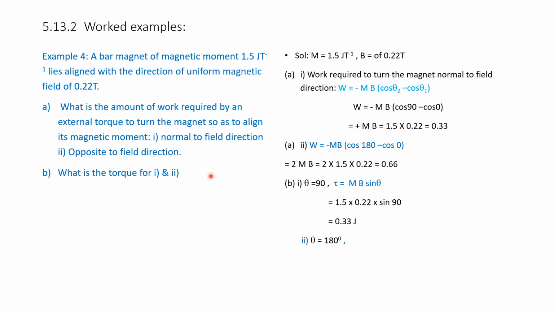So, case 2 is opposite to the field direction. That is, θ is equal to 180 degrees. Here again, the same equation, τ = mB sin θ. Therefore, it is 1.5 × 0.22 × sin 180, and sin 180 is 0. Therefore, the torque is 0 in case 2.